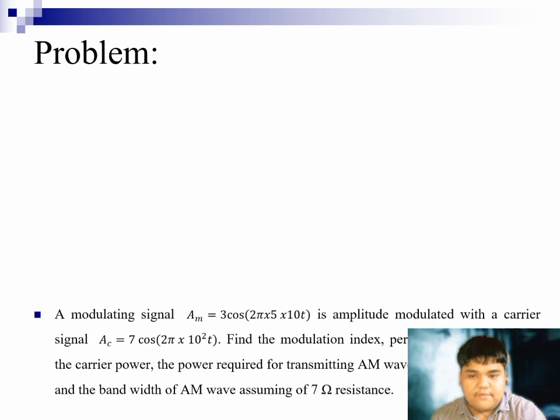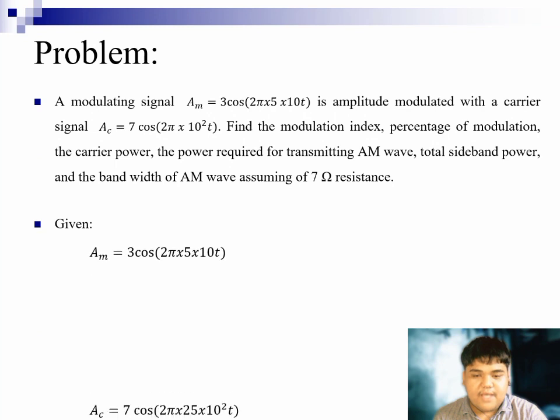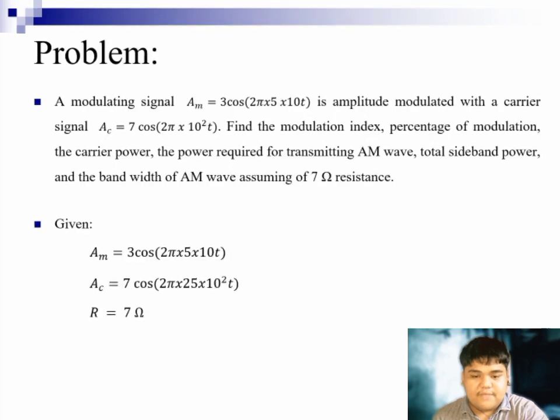Now, we can solve the following problem. A modulating signal Am = 3 cos(2π × 5 × 10t) is amplitude modulated with a carrier signal Ac = 7 cos(2π × 10² t). Find the modulation index, percentage of modulation, the carrier power, the power required for transmitting the AM wave, total sideband power, and the bandwidth of the AM wave, assuming 7 ohms resistance. The following are the givens.